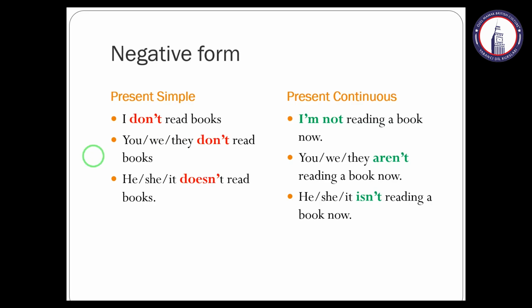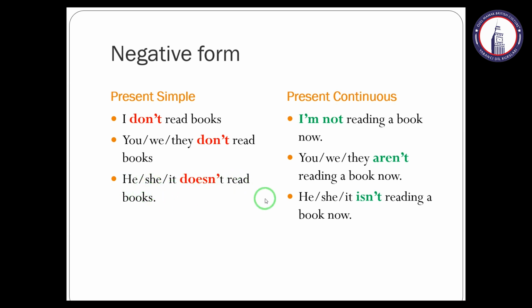For negative form of present simple, for I, you, we, and they, we use don't, read, as I told you, the first form of the verb. And for he, she, it, we use doesn't because they are third person. But there is a very important point here, and that is read. We do not need to put s here anymore. He or she or it doesn't reads. That is wrong. He, she, it doesn't read.